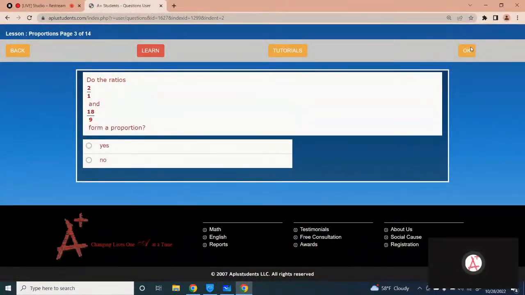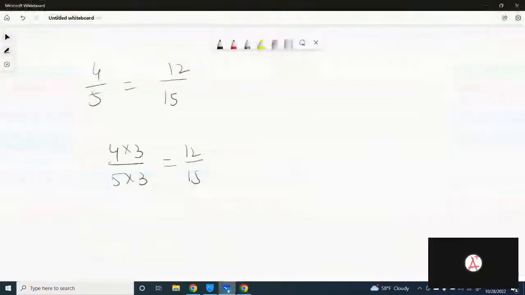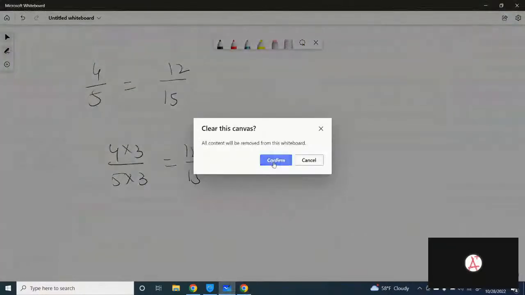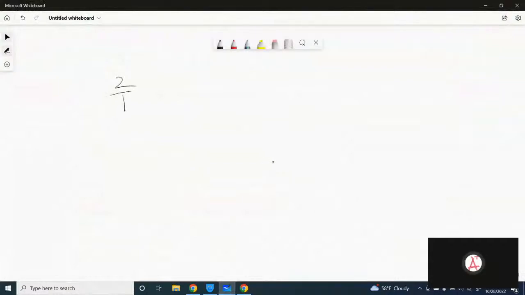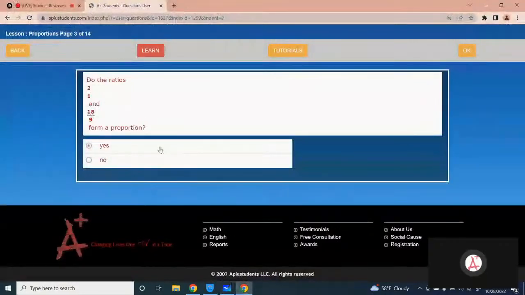Okay, do the ratios 2 by 1 and 18 by 9 form a proportion? 2 by 1 and 18 by 9. So just look at the denominators. Here we have 1 and here we have 9. So multiply and divide this fraction by 9. 2 times 9 divided by 1 times 9. So 2 times 9 is 18 and 9 times 1 is 9. That means yes, both of the fractions form a proportion. Got it? The answer is yes.